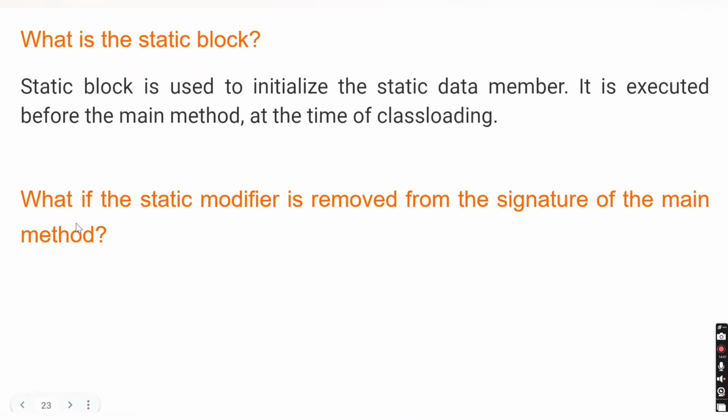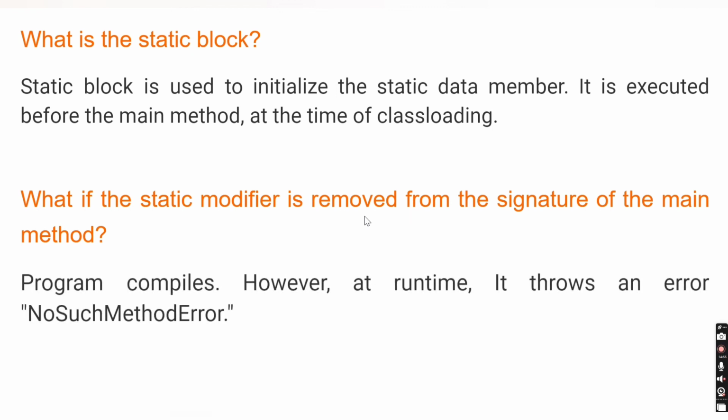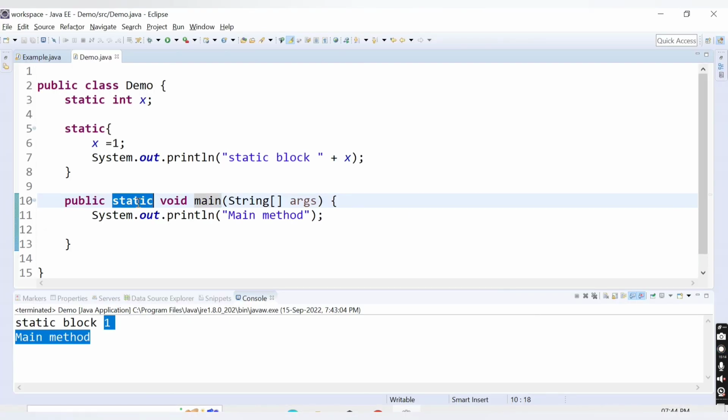And what does the question say? What if the static modifier is removed from the signature of the main method? The program will compile, but at runtime it will throw an error, no such method error, because internally it will search for a static method, and if you remove the static keyword, it will be a normal method. So that's why you will get the error, no such method error. Let's see it in the practical implementation. Let's say I removed static here from public static void main. Let's run this code.